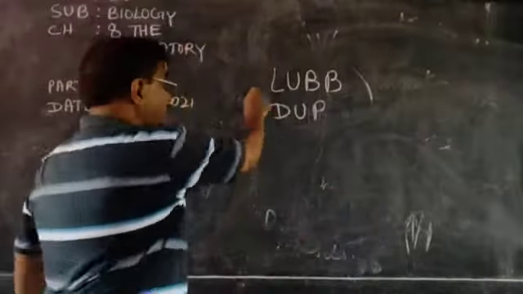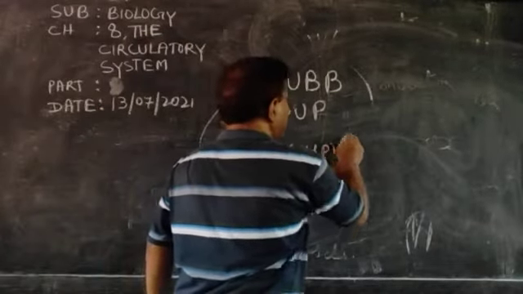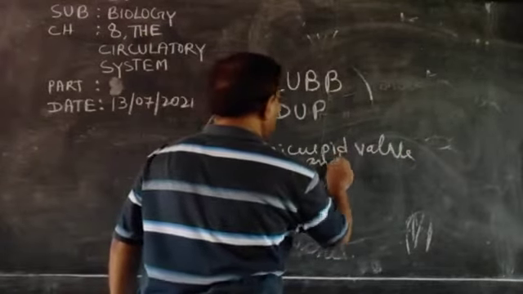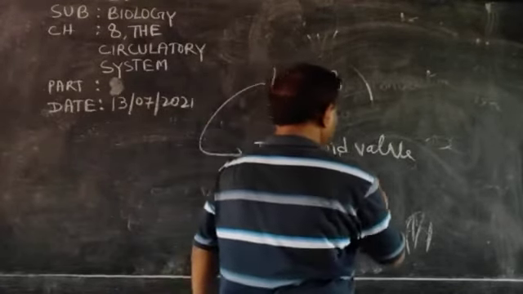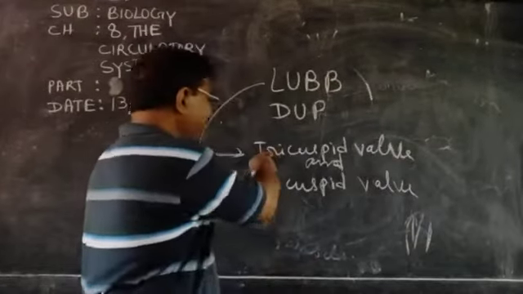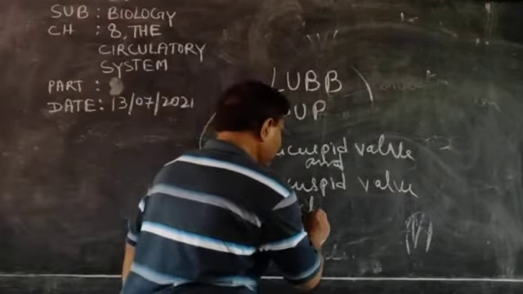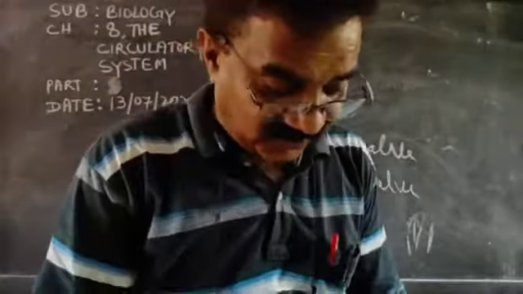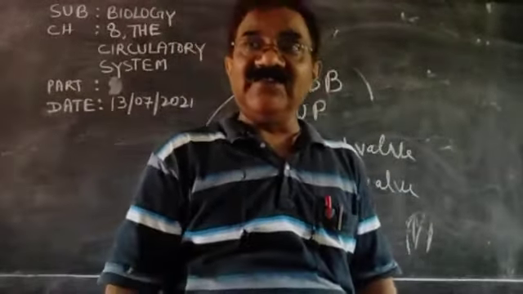Now, when lub is produced, the tricuspid valve and bicuspid valve, both, are closed. When the tricuspid valve and bicuspid valve, meaning right atrioventricular valve and left atrioventricular valve, are closed, then the sound lub is produced. Very clear or not? It is produced when the atrioventricular valve is closed sharply at the start of ventricular systole.